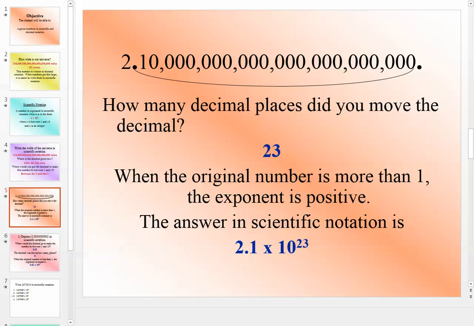So our scientific notation for the number 210 hextillion miles, we would say it's 2.1 times 10 to the 23 miles, or 10 to the 23rd miles. That would be how we would write that out. And notice it takes up a lot less space, and as numbers get bigger and bigger and bigger, the amount of space you save becomes greater and greater.